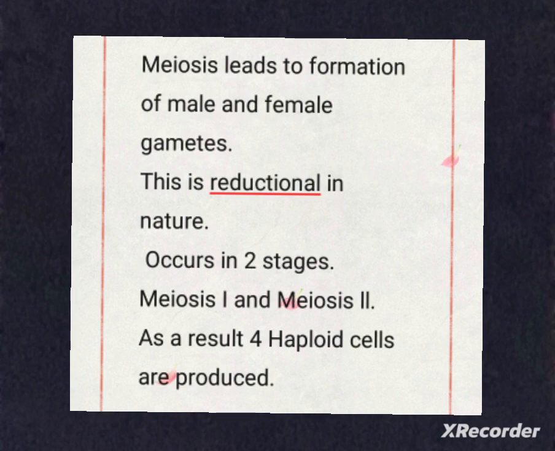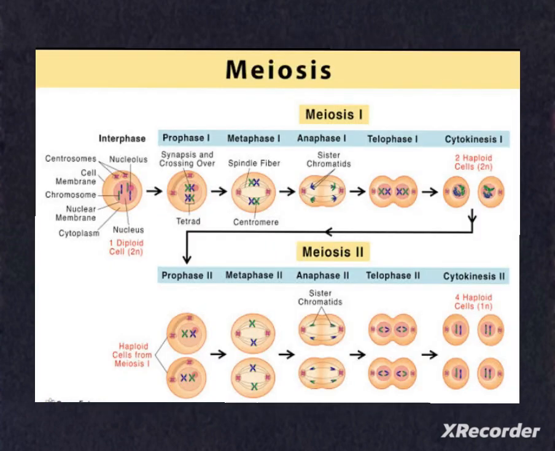Gametes are haploid in nature, that is, they contain only half the number of chromosomes. This genetic content makes them different from other body cells. Meiosis leads to the formation of haploid cells. As you already know, mitotic cell division is equational in nature, while meiosis is reductional in nature.